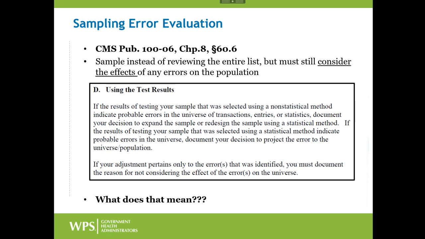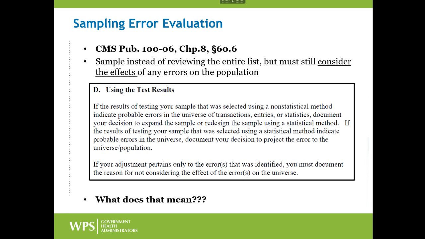If the results of testing the sample that was selected using a statistical method indicate probable errors in the universe, document the decision to project the error to the universe or population. Projection is also known as extrapolation. Basically, that means if there was a 10% error rate found in that sample, and if it was selected properly, then there's reason to believe there would be a 10% error rate throughout the entire population, and that's the adjustment that will be made, a 10% error rate for the entire population, not just the sample. Again, the key assumption is that it was a statistically valid sample to begin with.